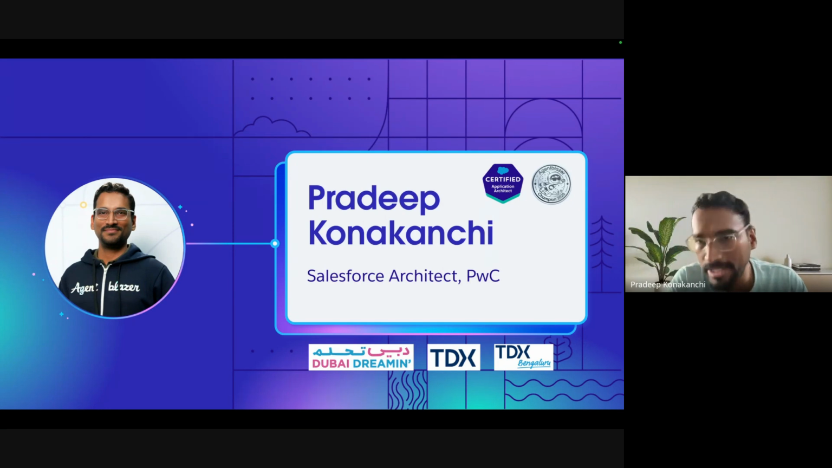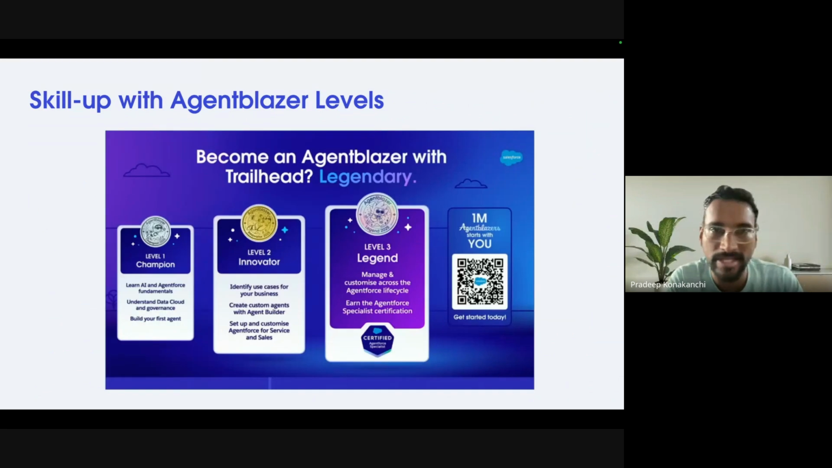And about Agent Blazer Champion, I just put it there because, as Aman mentioned, Salesforce has now decommissioned the AI Associate certification, and now what we have is these Agent Blazer levels. So there are 3 levels: Champion, Innovator, and Legend. Legend is not yet out by Salesforce. As of now, only Champion and Innovator have been released.